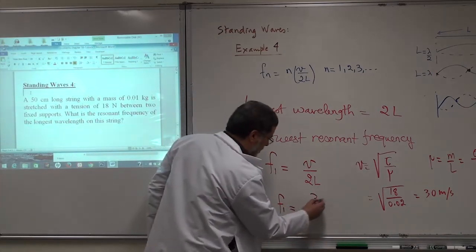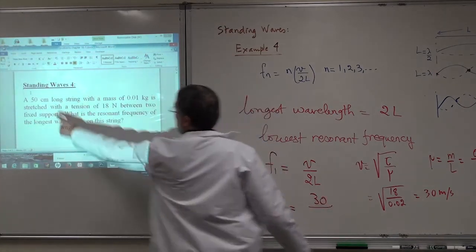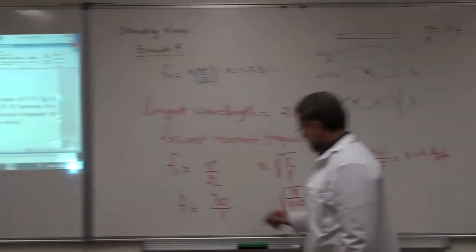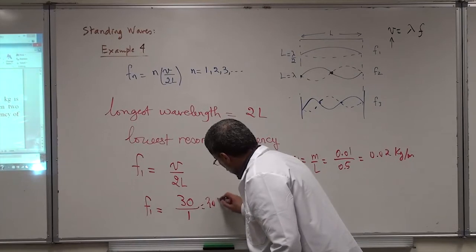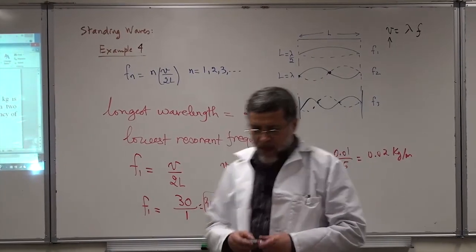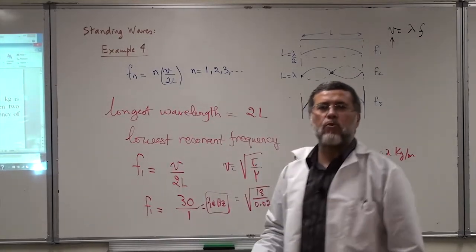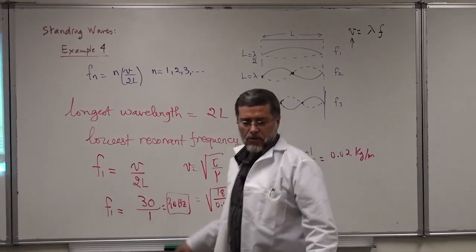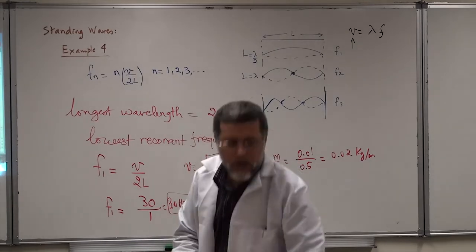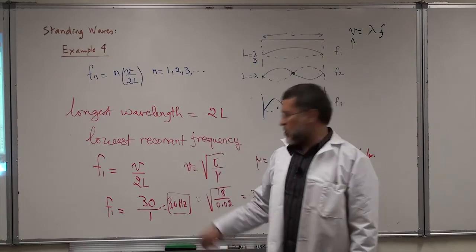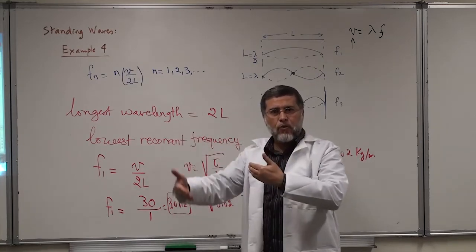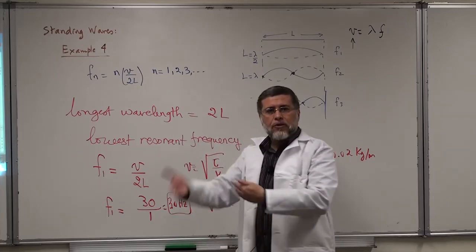So it will be 30 divided by 100 over 100, which is 1 meter. Then it will be 30 hertz. That's F1 in this problem. How about the second resonant frequency? It will be 60 hertz. The third resonant frequency will be 90 hertz, and so on. So every time, to go to the next higher frequency, you add F1, you add the 30 hertz.